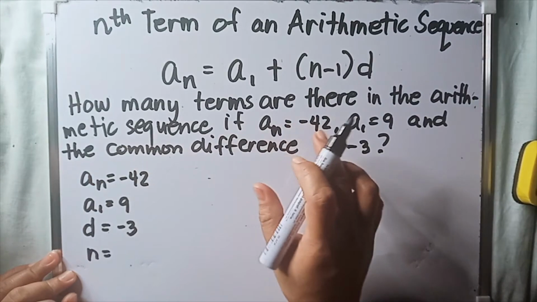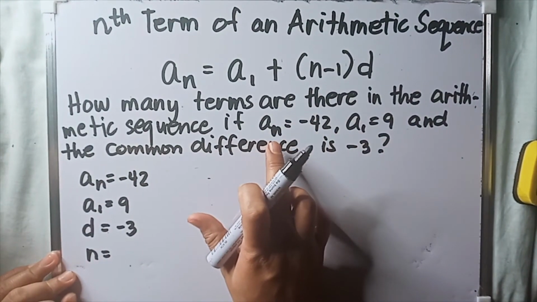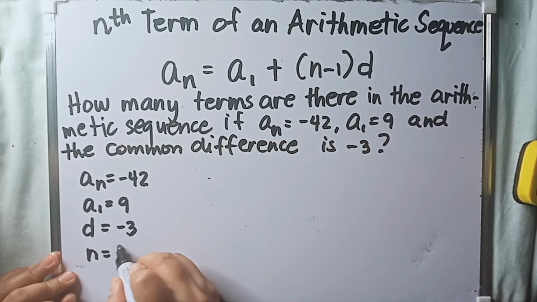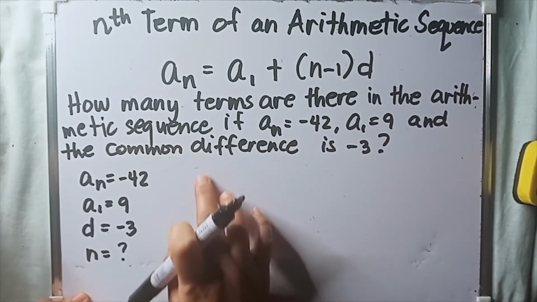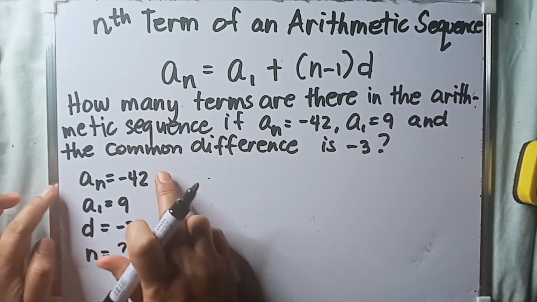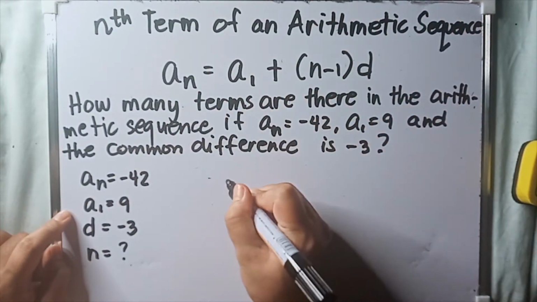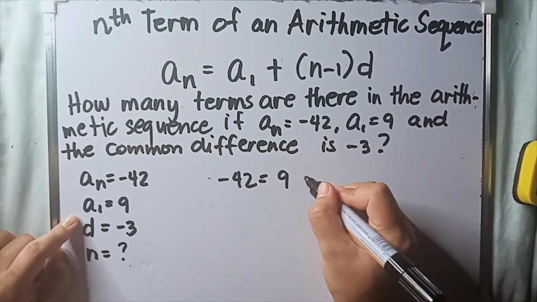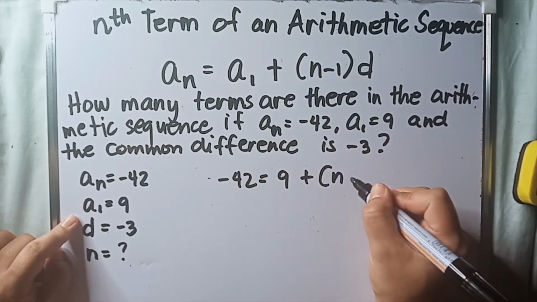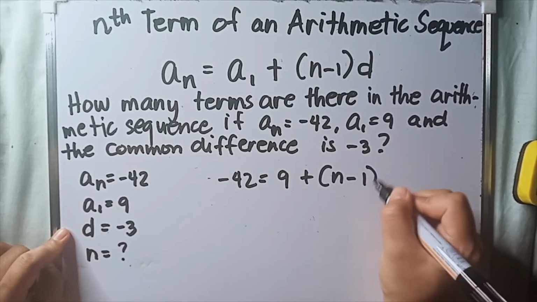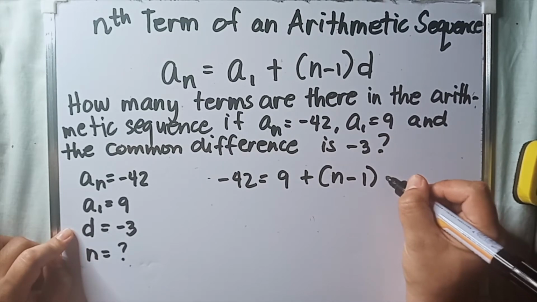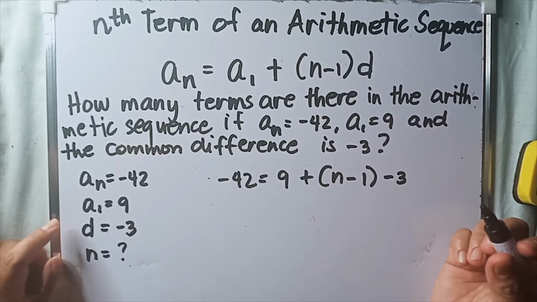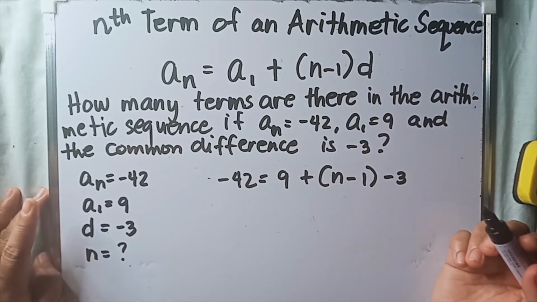Since how many terms are there in the arithmetic sequence a sub n? So, tinatanong dito kung pang ilan si negative 42. So, this one is unknown. So, firstly, we have to substitute all the values na given dito sa ating formula. So, it will become negative 42 equals, yung first term natin is 9, plus n, which is missing, minus 1, times d, which is the common difference, negative 3. So, ang target natin dito, guys, is to solve for the value of n.